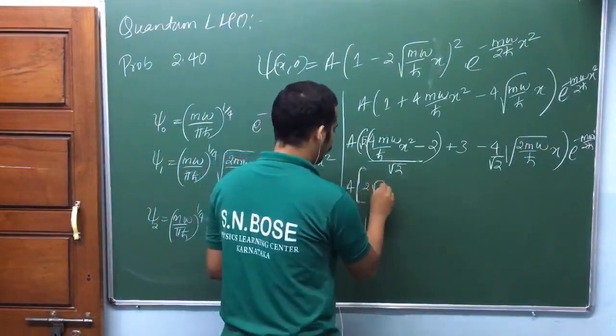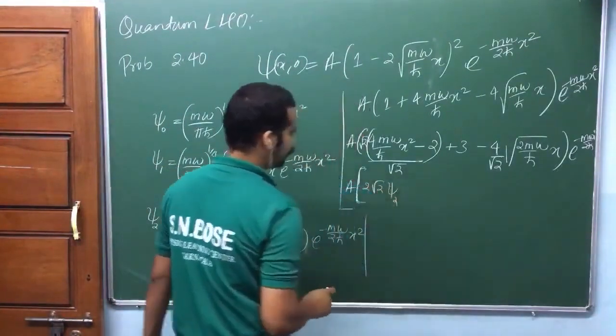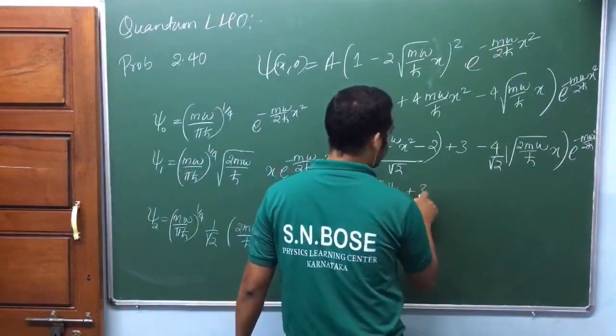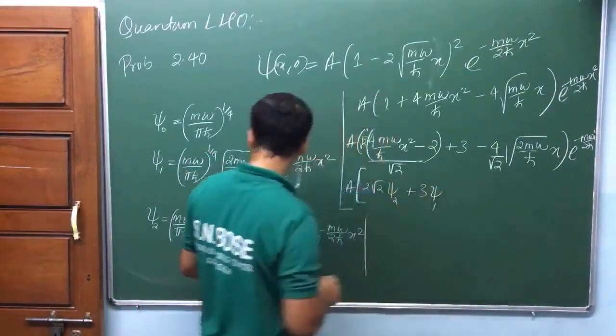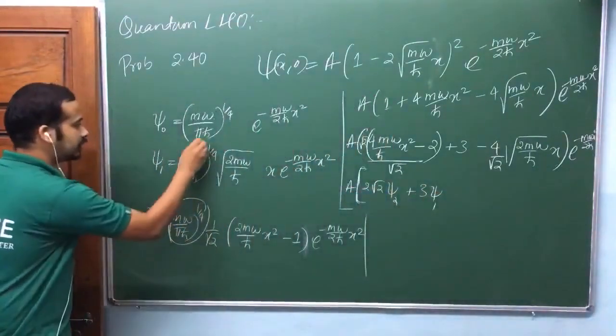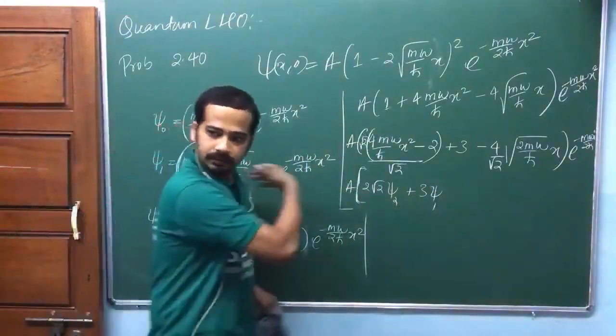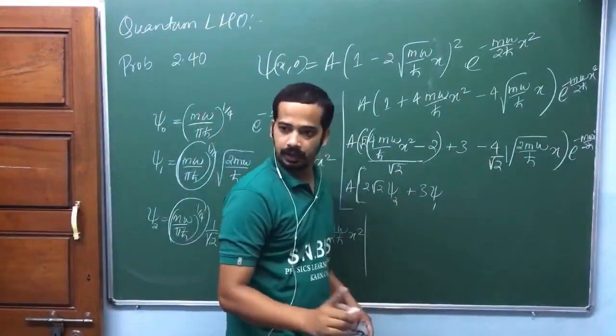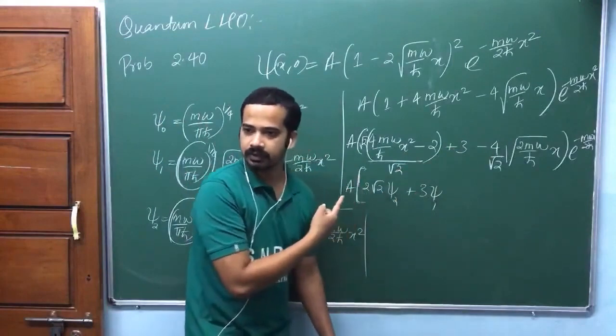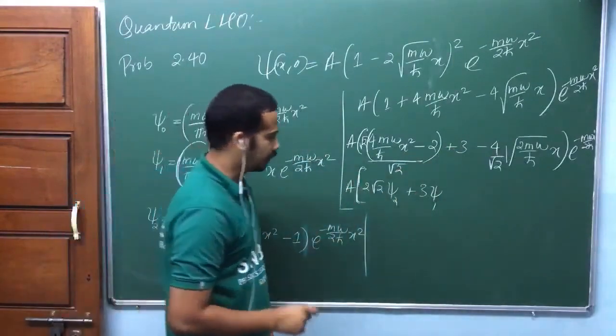So 2 root 2 psi 2 plus 3 into psi 1. I'm throwing in this factor. This was an extra thing needed in all 3, but I have just thrown that factor. I hope you got that idea. I did the same in the case of the sine cube theta problem. Yeah, exactly the same.